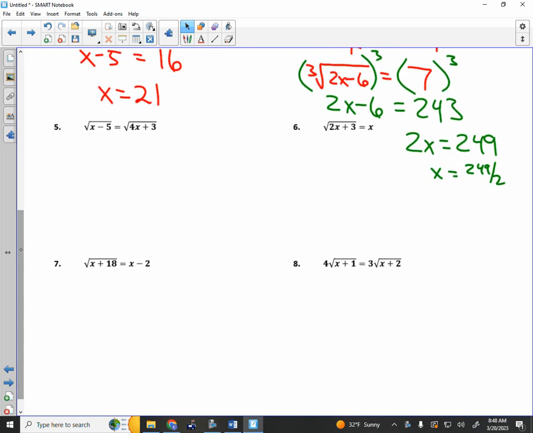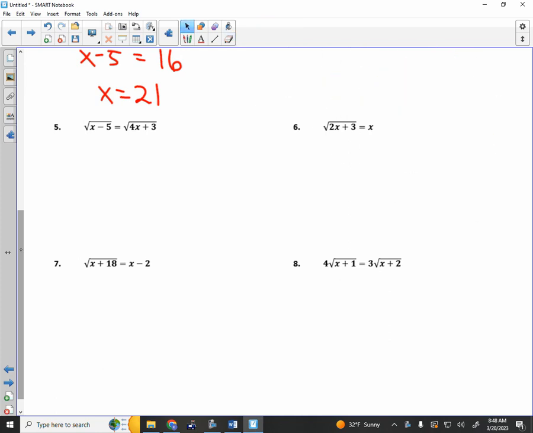What's different about number 5? Yeah, there's 2 square roots. I have a square root equal to a square root. So notice that you have a square root on both sides. There's nothing you can really move. So all we're going to do is just square both sides. And what happens when I square both sides? The square root goes away. I get x minus 5 is equal to 4x plus 3.